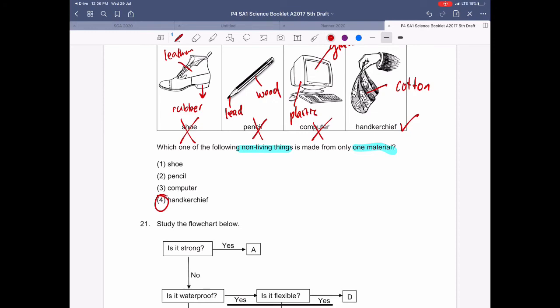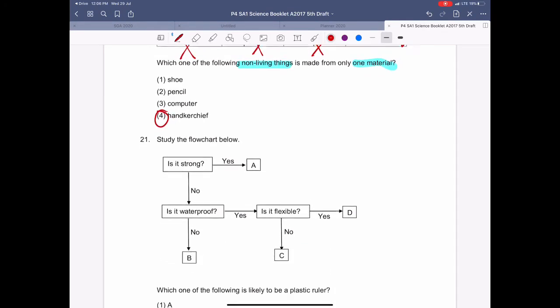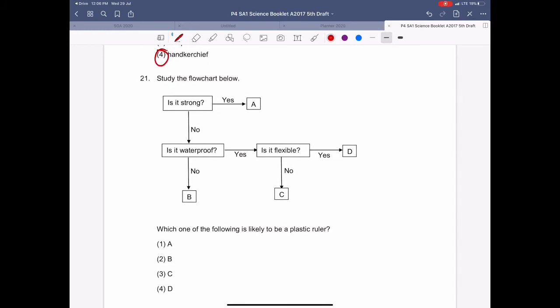Alright, study the flow chart below. Which of the following is likely to be a plastic ruler? So firstly, is a plastic ruler strong? No, not very strong, right? Strong means you bend it and it won't break. It's not very strong. It cannot hold heavy things also. So it's no. Is it waterproof? Yes, plastic is waterproof. Is it flexible? Yes. You can bend a ruler and it will go back to its original position. So answer D. Very straightforward, this question.